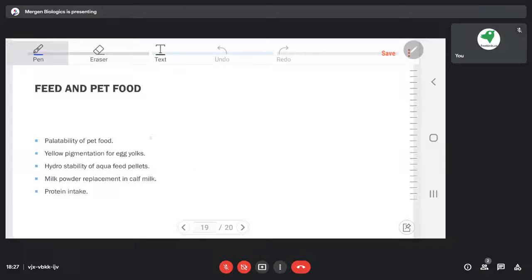Again, pet food also has a large amount of starch in it. Pet foods are also tasty because they have to be eaten by someone. Pets are also important. So palatability of pet food is done by starch. That is, the taste of pet food is done by starch. Then milk powder replacement in calf milk, that is also. And I have told you about the protein intake by the person who is going to the gym. These protein intakes are also high and contain a high amount of starch.